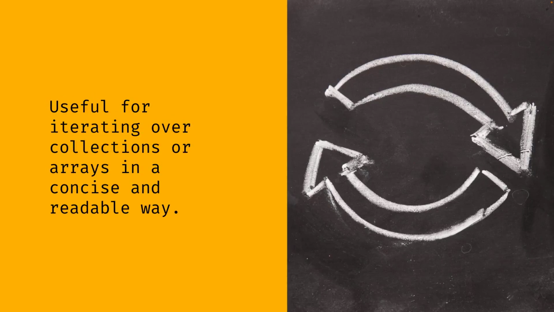I use for each loops a lot, and they're a very, very powerful and useful tool for iterating over the collections or arrays, and doing so in quite a nice and readable way. They are especially interesting when you're not interested in the index of an element, but only in the element itself, since you will not have access to the index as I just showed you in the previous example.